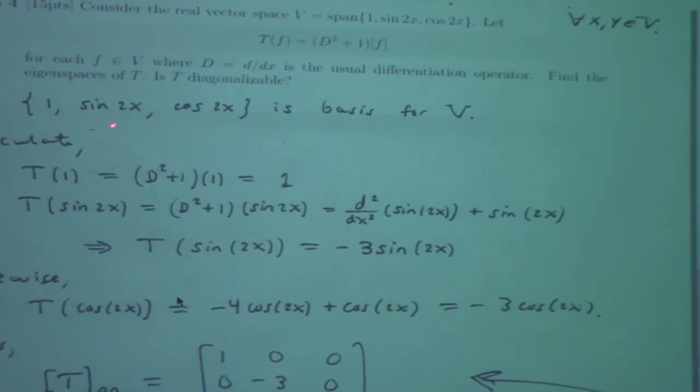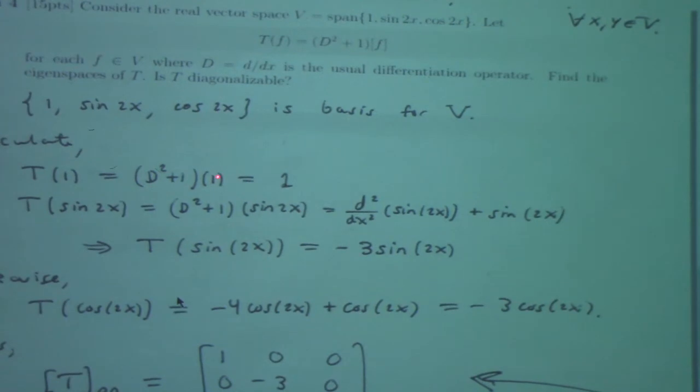And then finally, problem 4. You've got your 1, your sine x, your cosine 2x. That's clearly a basis for V. I guess it's not entirely clear. You have to prove that sine and cosine in this are linearly independent, but in fact they are. And in any event, you can calculate T acting on these three vectors.